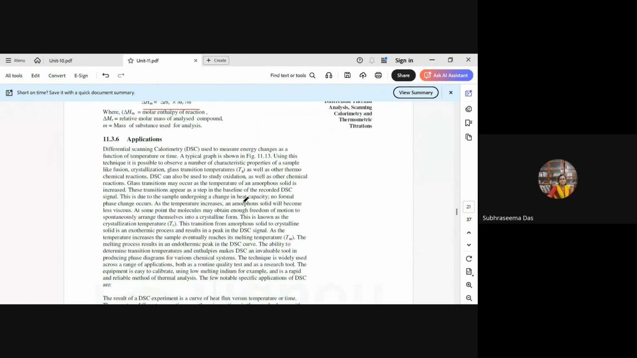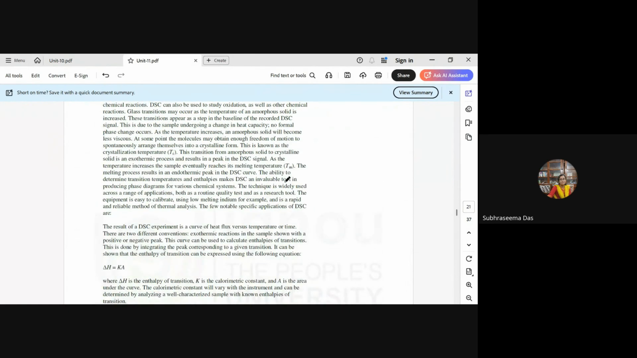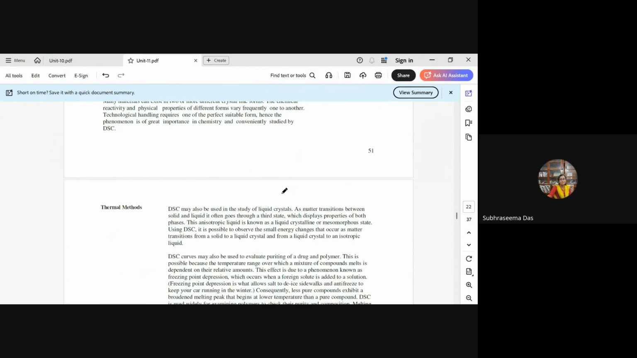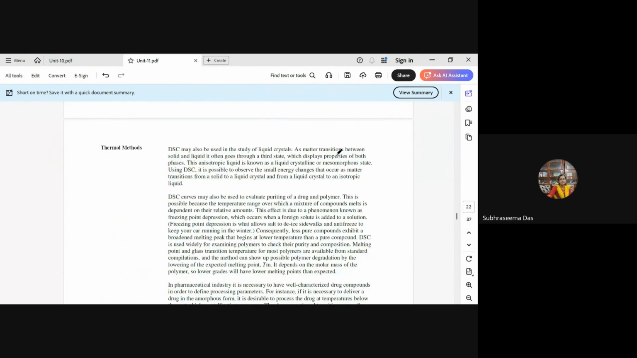The heat of the reaction, delta HR, can also be calculated using the following equation. DSC is particularly useful because it measures heat energy change as a function of temperature. Using this, we can know the crystallization temperature of a polymeric material, the glass transition temperature, the degradation temperature, and all other temperatures of the material under analysis.